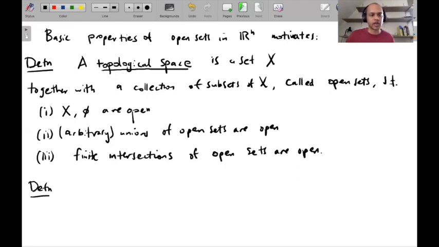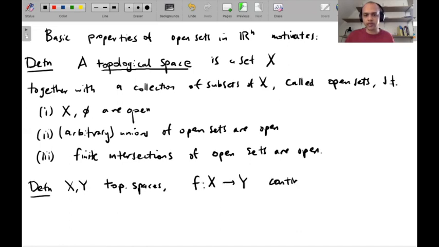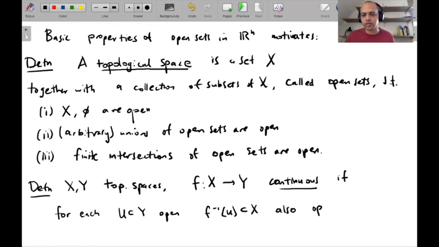So definition: if X and Y are topological spaces, then a function f from X to Y is continuous if for each U in Y open, f inverse of U, which is a subset of X, is also open.